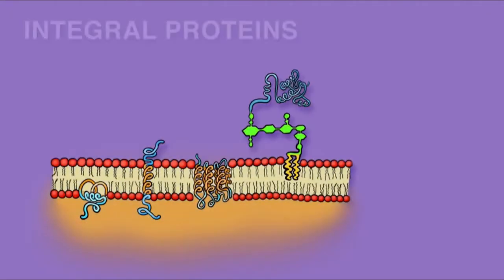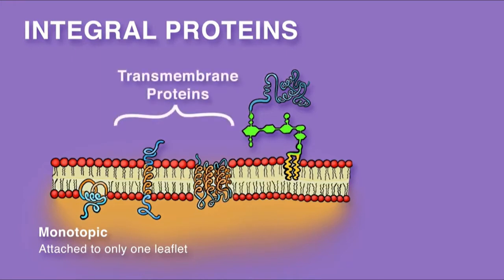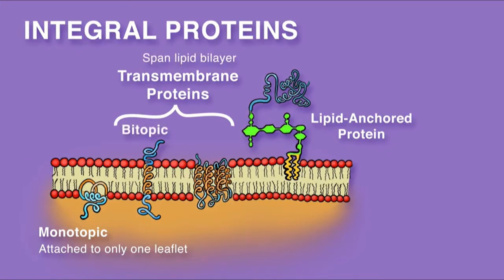There are several different kinds of integral proteins. Integral monotopic proteins are attached to only one of the two leaflets of phospholipids making up the membrane, and they don't span across it. There are also transmembrane proteins and lipid-anchored proteins. Transmembrane proteins are those that span the lipid bilayer, and can be bitopic, spanning across the membrane once, or polytopic, spanning across it more than once.